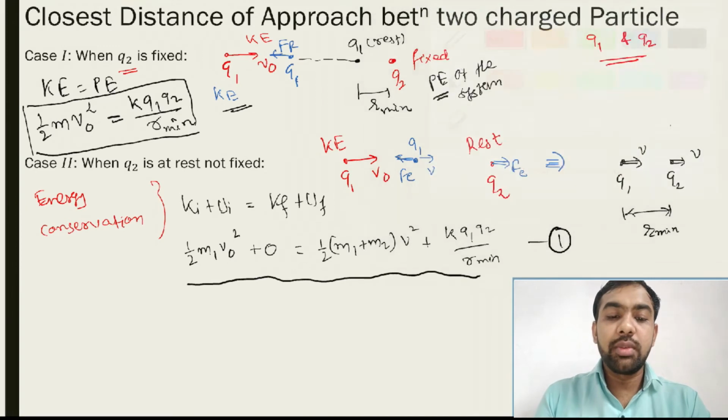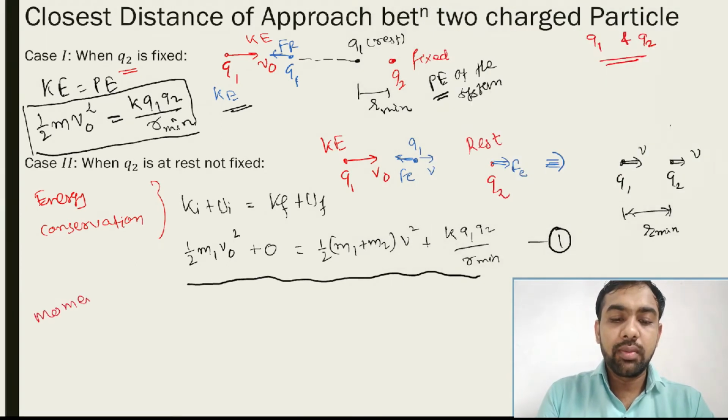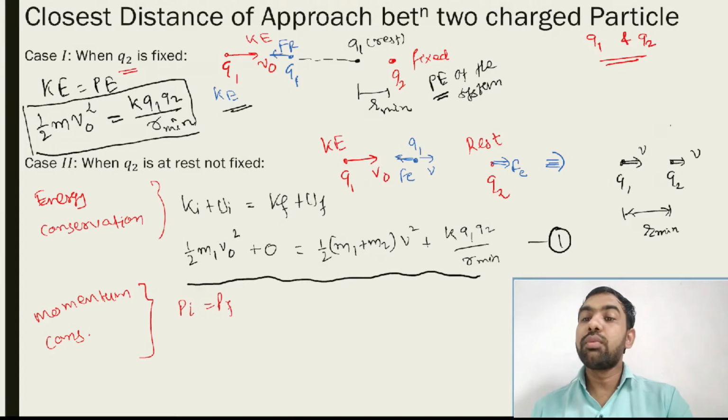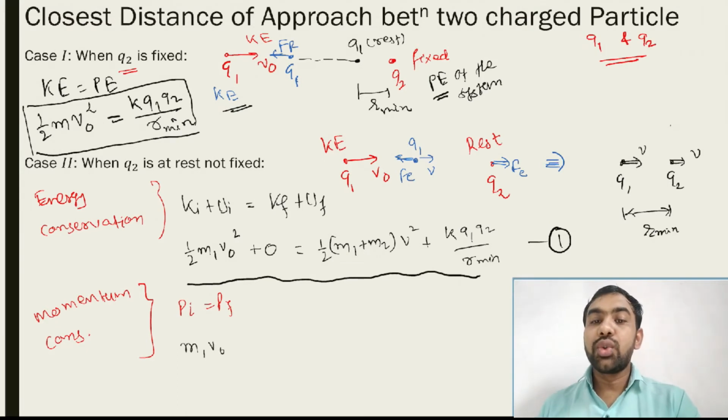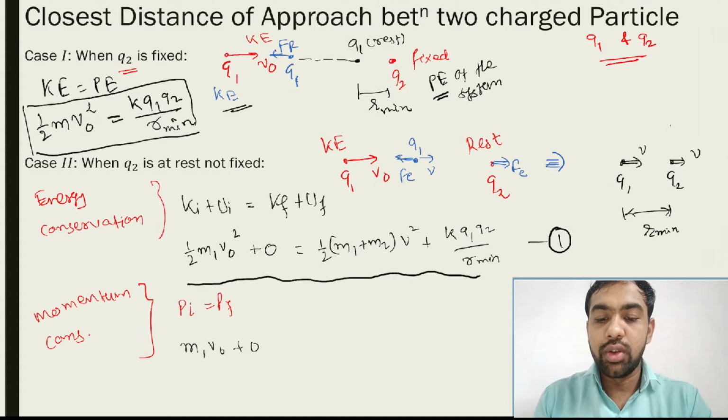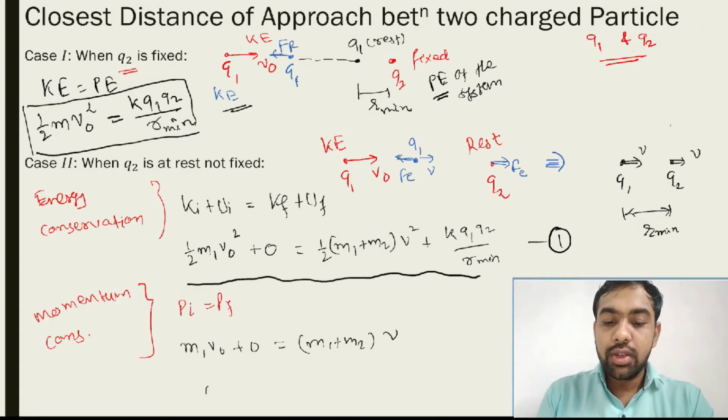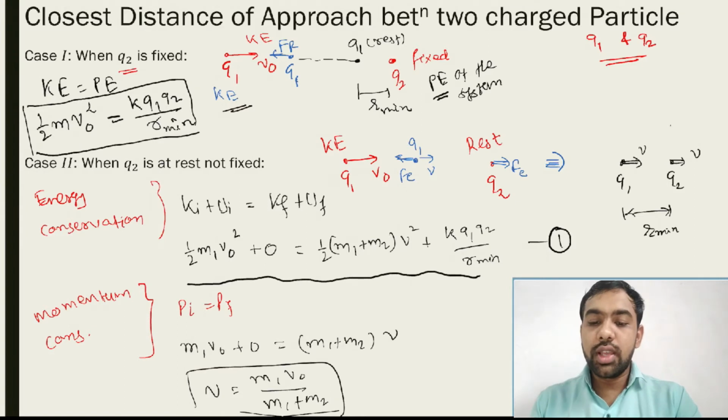Now choose another concept, momentum conservation. So P initial is equal to P final. What is the initial momentum? Charge q1 is moving with v naught, so the momentum is m1 v naught. Charge q2 is at rest, so its momentum is 0. Finally both are moving together, so (m1 plus m2) into v. So find v. v is equal to m1 v naught upon (m1 plus m2). Okay, so this is equation number 2.